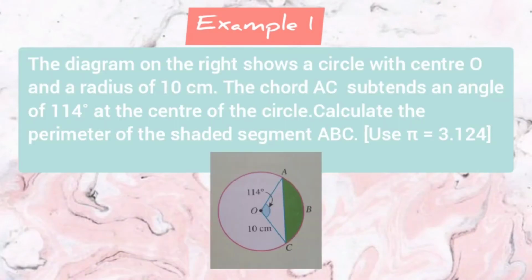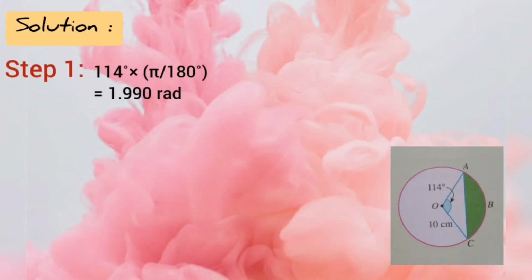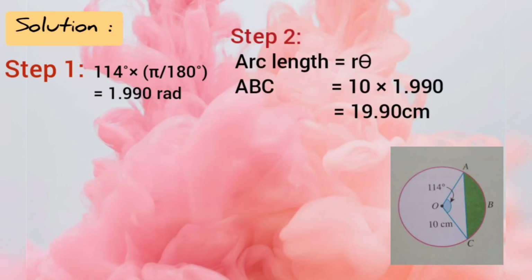Example 1. The diagram on the right shows a circle with center O and a radius of 10 cm. The chord AC subtends an angle of 114 degrees at the center of the circle. Calculate the perimeter of the shaded segment ABC. First of all, convert 114 degrees into radians. If you calculate 114 degrees times pi over 180 degrees, you will get 1.990 rad. Step 2. Find the arc length of ABC using the formula S equals r theta. Substitute the value of r and theta given to get the answer, which is 19.9 cm.